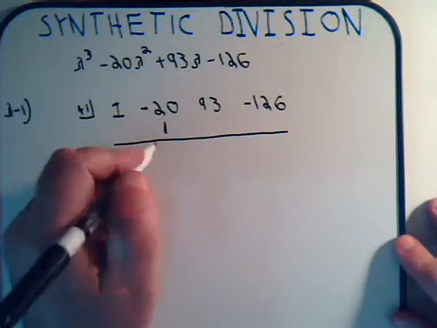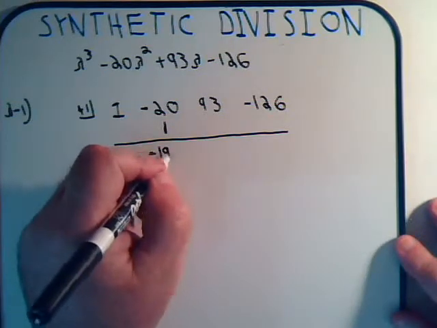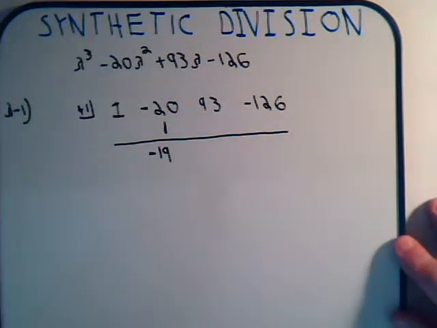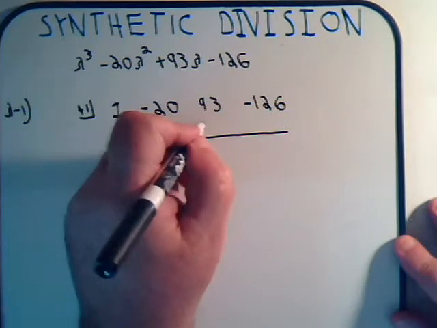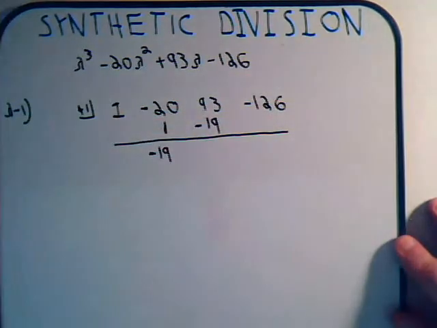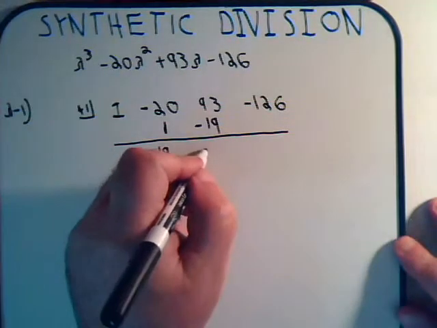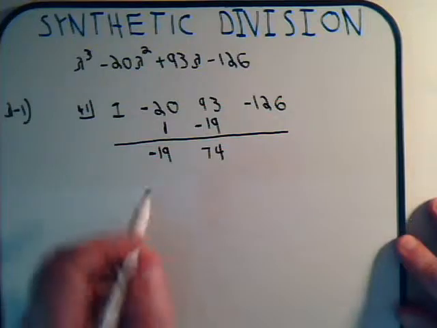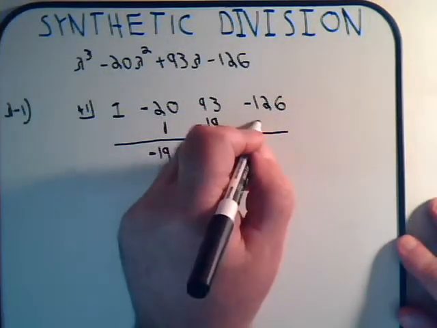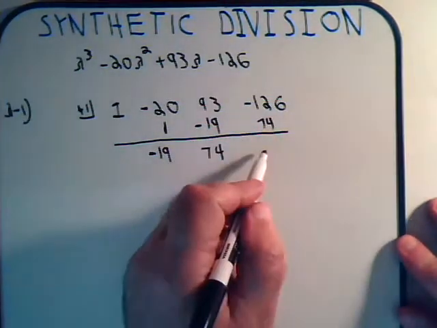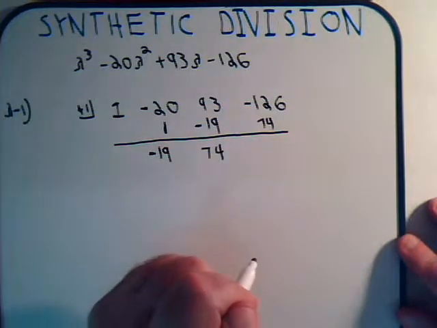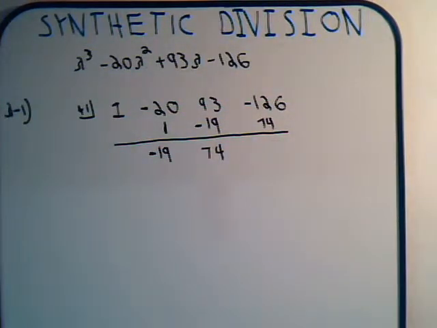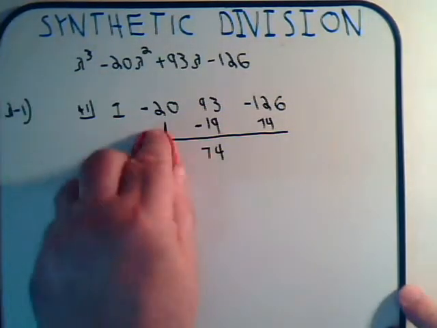This looks like it would be minus 19, and times 1 is minus 19. 93 minus 19 is 74, and this would be plus 74. These do not add up to 0, which means there's a remainder there, so we can eliminate lambda minus 1.